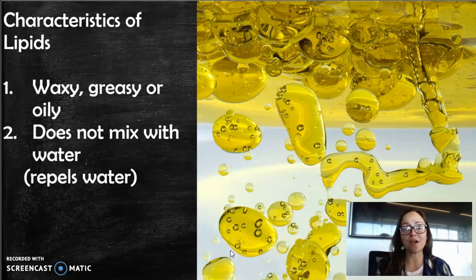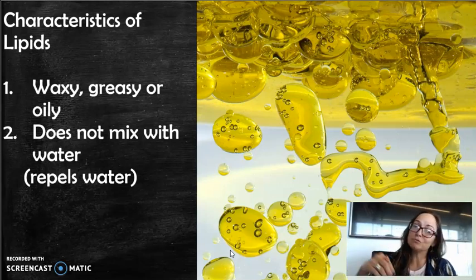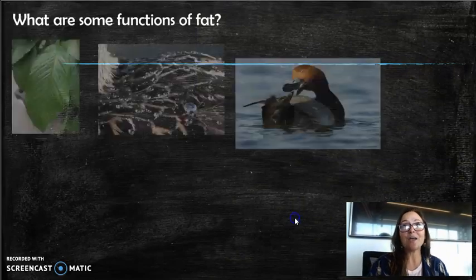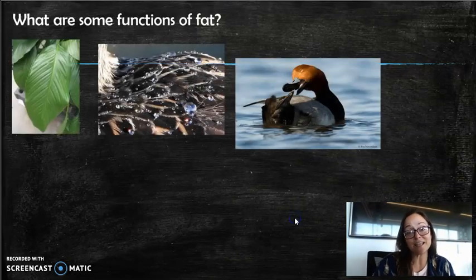You can think about if you've ever washed a pan from cooking bacon. If you use just water, the grease won't wash off. You actually have to use soap. So let's see how this matters in life and look at some functions of fats and lipids.